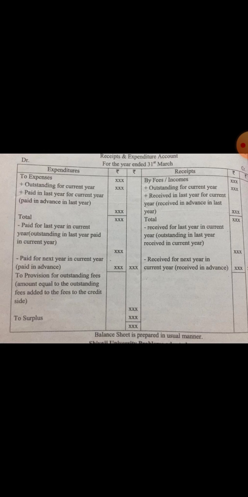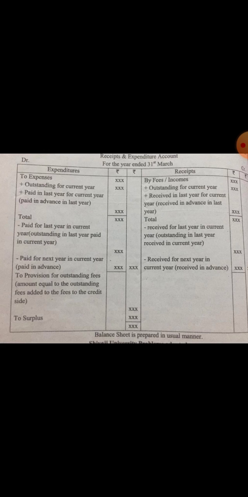Instead of having two separate accounts, the income and expenditure account and the receipts and expenditure account, a combined account, that is the receipts and expenditure account, may be prepared. In this case, all items in the income and expenditure account are taken in the receipts and expenditure account. The following points should be noted. Outstanding as also prepaid expenses are taken into consideration as usual.